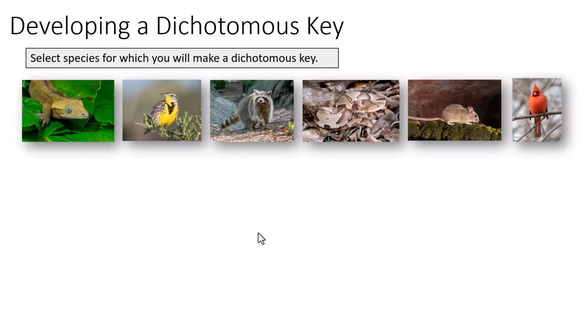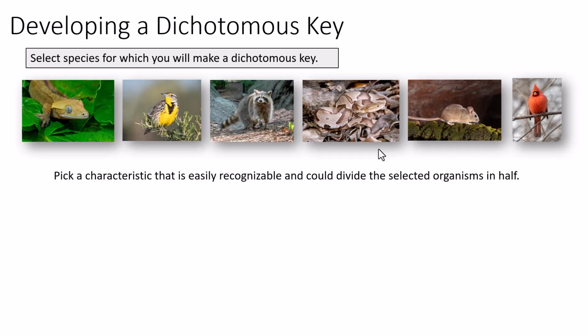Developing a dichotomous key. So here's more of a skill. How do we go about making a dichotomous key? Well, I have given you 6 individual organisms. Some of them, as we can see, are reptiles, some are birds, some are mammals, and so we can classify these, but the way that we go about doing that is we have to go through a really regimented approach. And so the first thing I would do is pick a characteristic that is easily recognizable and could divide the selected organisms in half. So if I look at these 6 organisms, what is something I could do to roughly divide these 3 and 3 or 2 and 4?